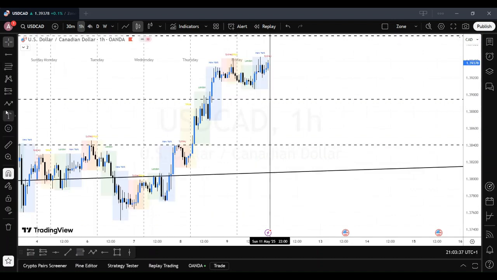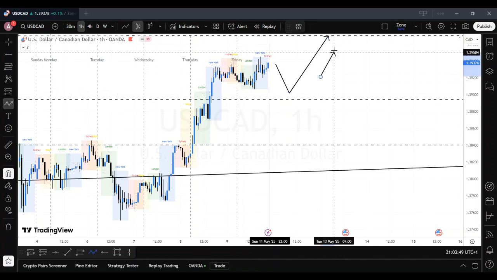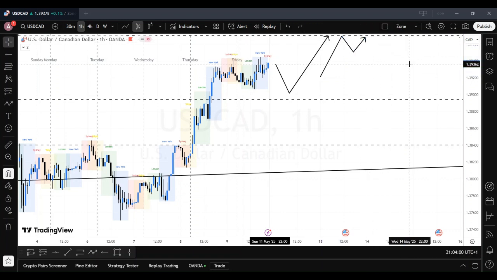Go on the hourly. We're going to see where the price could pull back down here, then push up towards the upside like this. Or price can push up towards the upside, pull back down, then again push up towards the upside. So again, this is what I'm looking for in this market, and that's it.